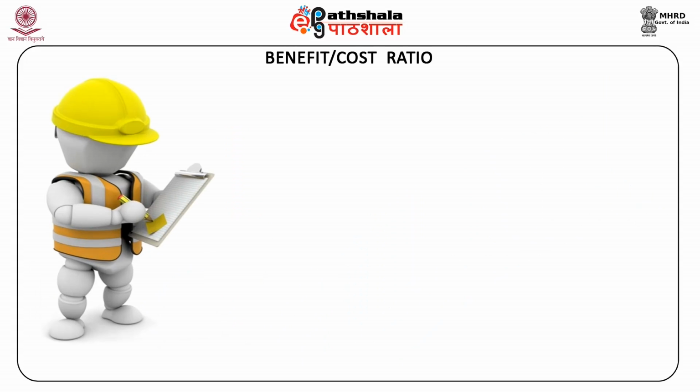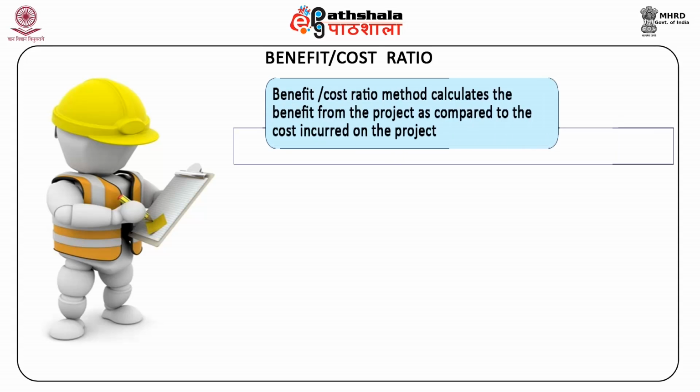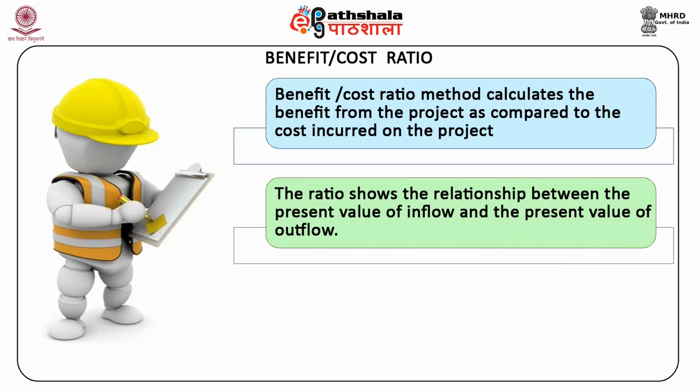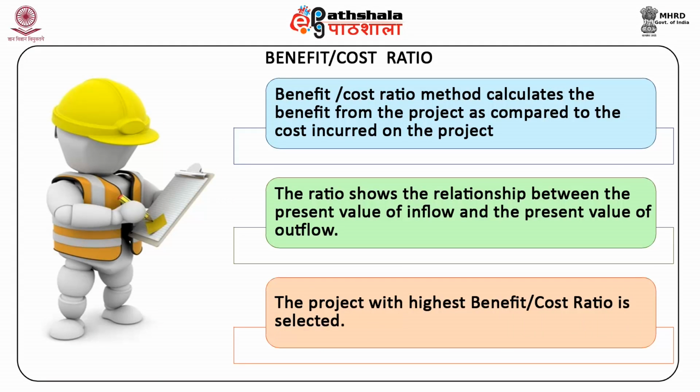Under this, the first is benefit or cost ratio. As is clear from the name, the benefit or cost ratio method calculates the benefit from the project as compared to the cost incurred on the project. The ratio shows the relationship between the present value of inflow and the present value of outflow. The project with the highest benefit or cost ratio is selected.